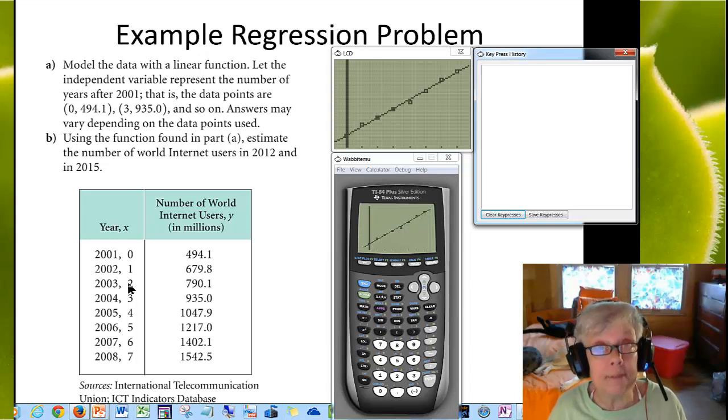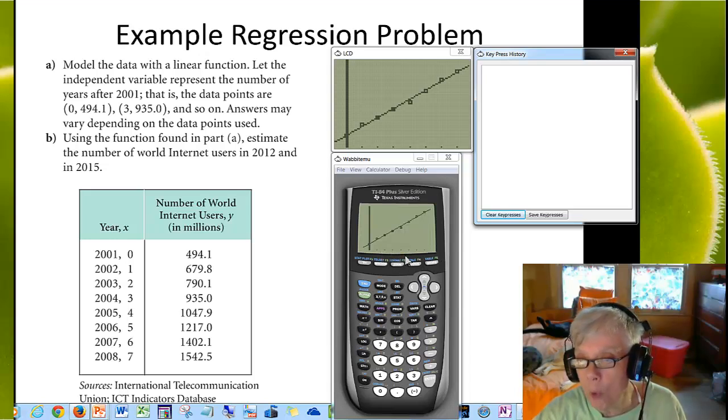It'll be year 11. Now, notice that this was 0 to 7. That's as far to the right as our graph goes. 1, 2, 3, 4, 5, 6, 7, maybe 8. It doesn't go all the way to 11. We're going to have to change the window.